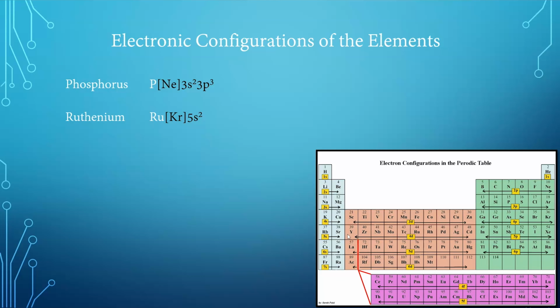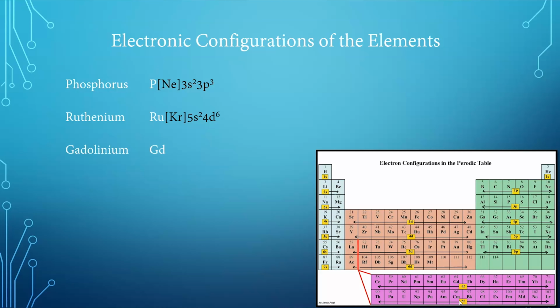So after strontium, we enter the 4d block, and we have 1, 2, 3, 4, 5, 6. Ruthenium is the 6th element over, which means we'll end with 4d6. If we check our math, we have 36 plus 2 is 38, 6 more makes 44, and ruthenium is element 44.